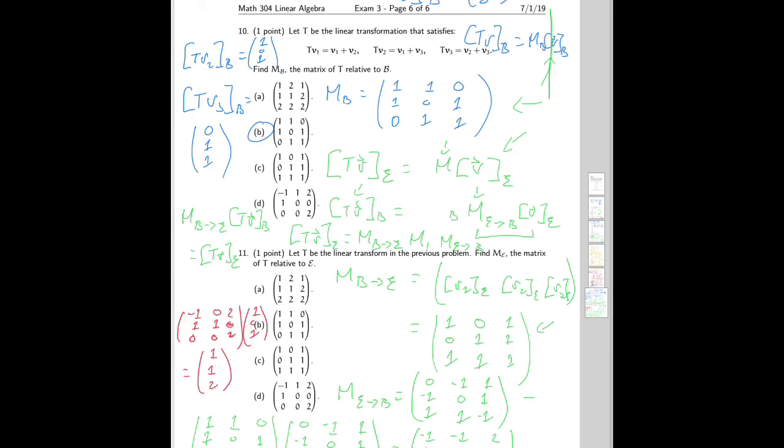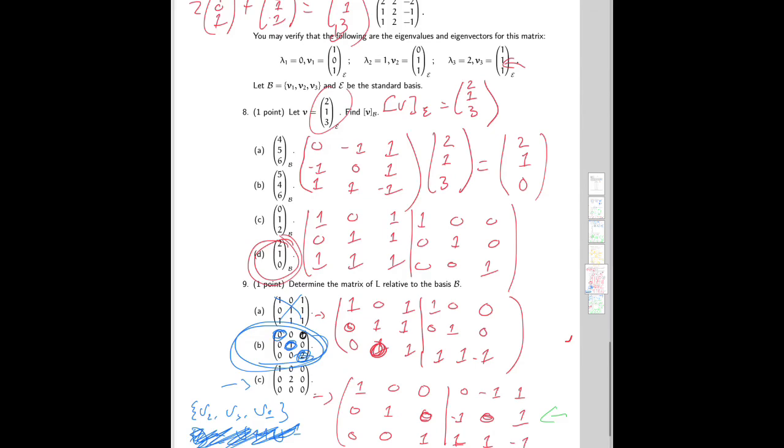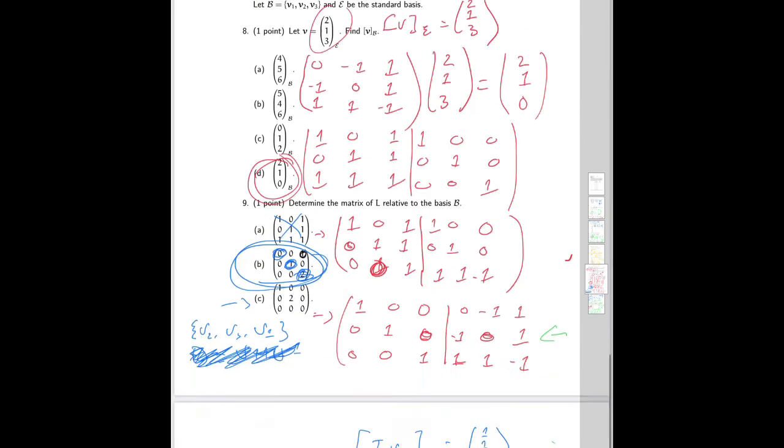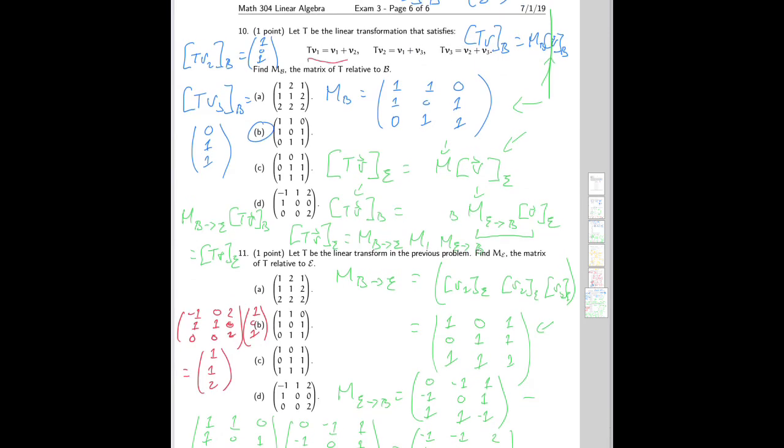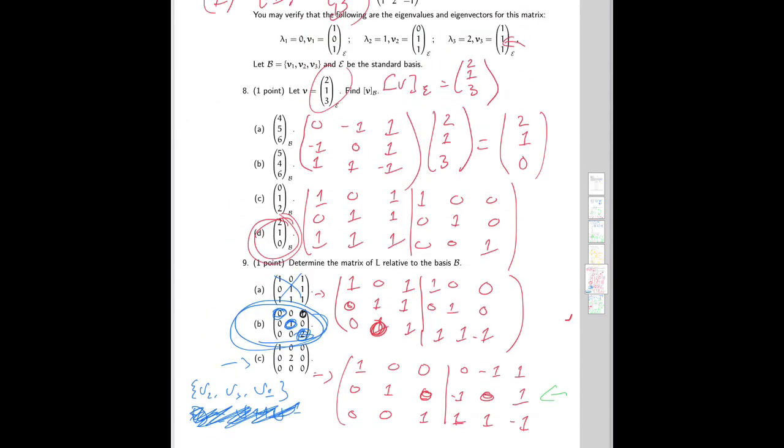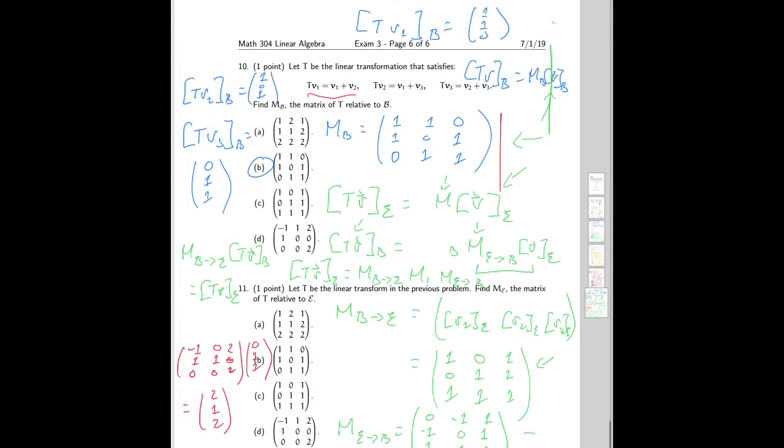According to the formula, that should be equal to v1 plus v2. So if I look at v1 plus v2, I should get 1, 1, 2, which is exactly what I get. So it satisfies the right equation for T v1. Let's see if it satisfies the right equation for T v2. What is v2 again? v2 is 0, 1, 1. When I multiply this by 0, 1, 1, what I get is 2, 1, 2, and according to the formula, that should be the E coordinates for v1 plus v3. v1 plus v3 is 2, 1, 2, which is what we got there.